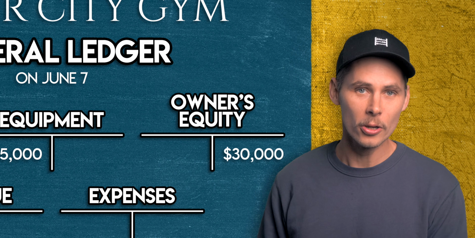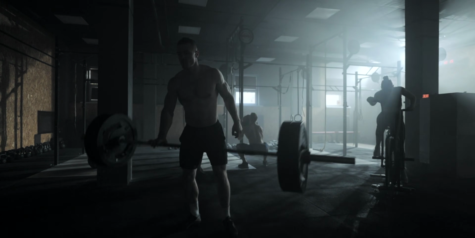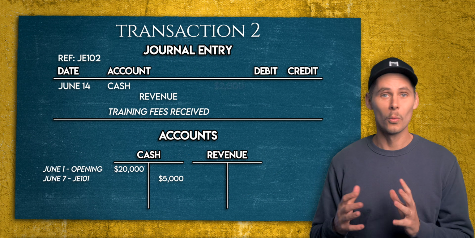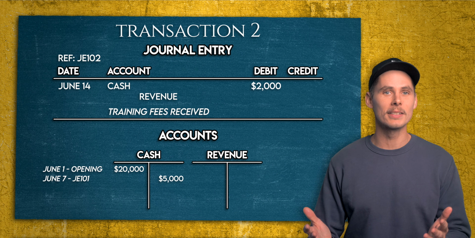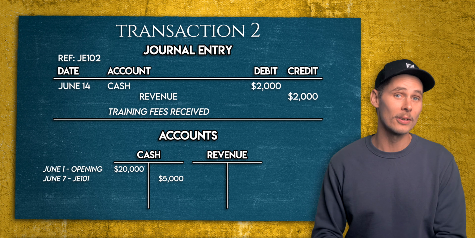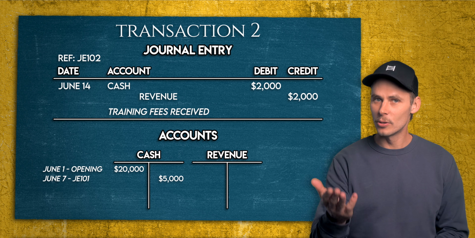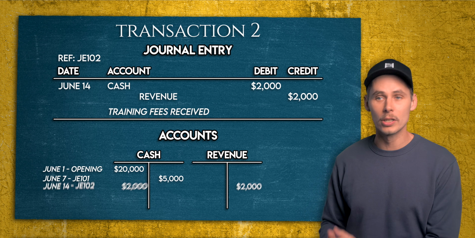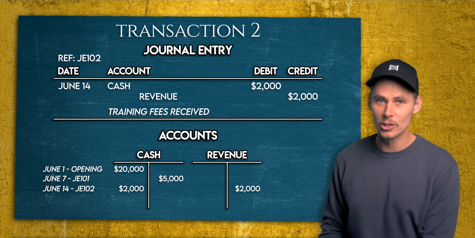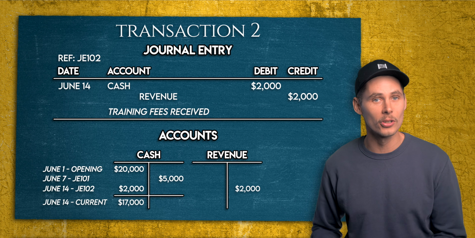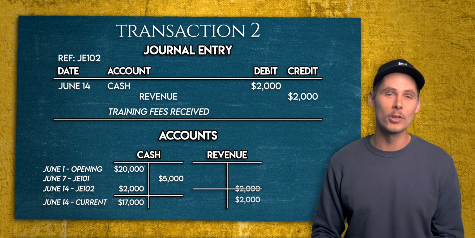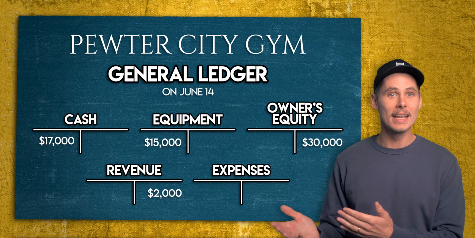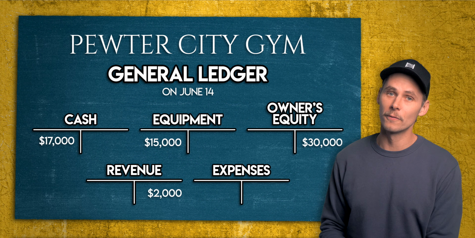Now for transaction 2. On June 14th, the gym receives $2,000 cash for hosting a training camp. Let's create the journal entry. We'll debit cash by $2,000 to increase it, and we'll credit revenue by $2,000 to increase it. Revenue is the R in DEALER, so it's a normal credit account. Now we post the journal entry to the relevant accounts in the general ledger. Cash increases from $15,000 to $17,000, and revenue increases from $0 to $2,000. Zoom out, and here's our updated general ledger on June 14th.